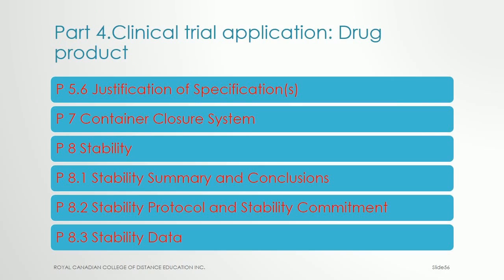In this last section, I will describe the type of information to include in the CMC section of the clinical trial application under the following headings. Justification of specifications. Container closure system. Stability. Stability summary and conclusions. Stability protocol and stability commitment. Stability data.